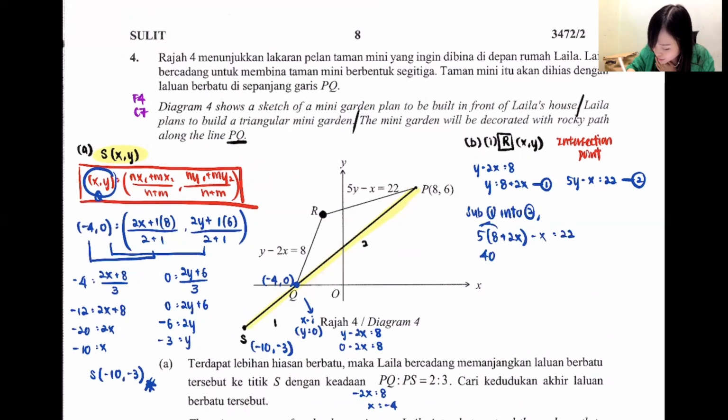5 times 8, 40. 5 times this, 10x, minus x. 10x minus x, 9x. Number and number join together, plus 40. 40, move it over, minus 40. Isn't it negative 18? Move it over, divide. Yeah, I got it. My x is negative 2.